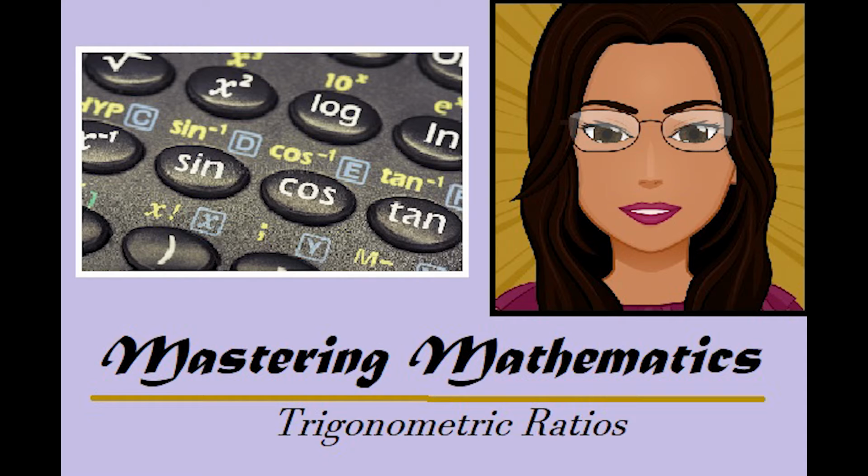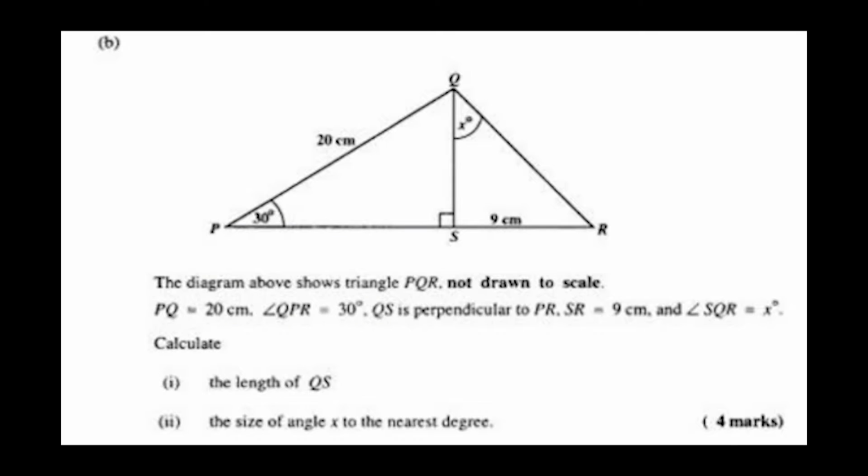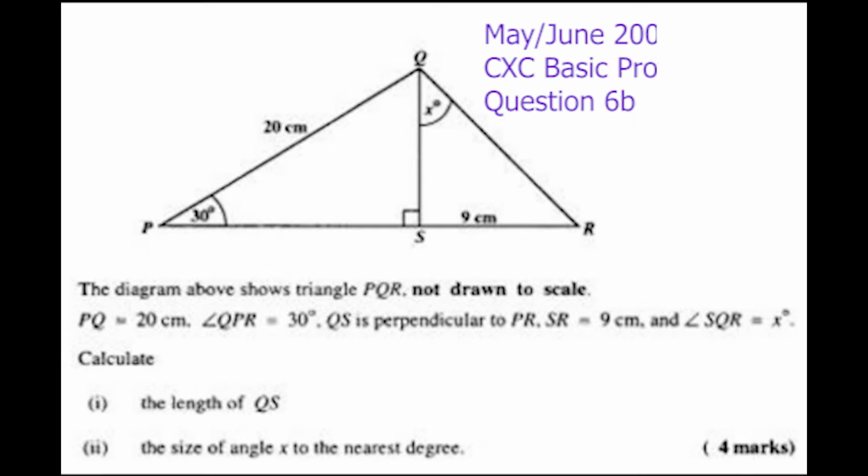Today we're going to take a look at how we apply our sine ratio. This particular problem I had shared on my TikTok. This question is taken from the May 2002 Basic Proficiency paper, question 6b. And the question here, we'll notice that we have ourselves a problem involving a triangle which consists of two right-angled triangles back to back.